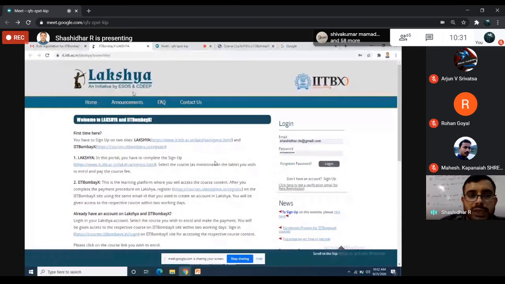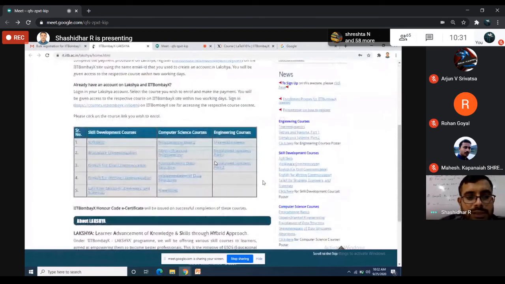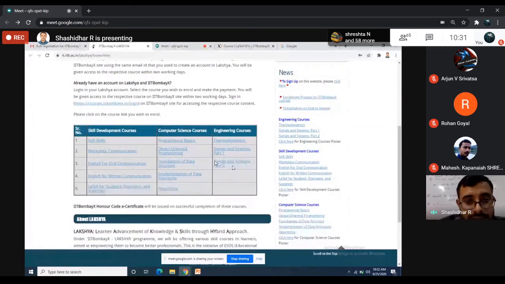Here, first you go to Lakshya. This is an IIT Bombay course. Go and register for these courses. What courses are there? See here: signals and systems fundamentals, what are the implementations of data algorithms, so object only.